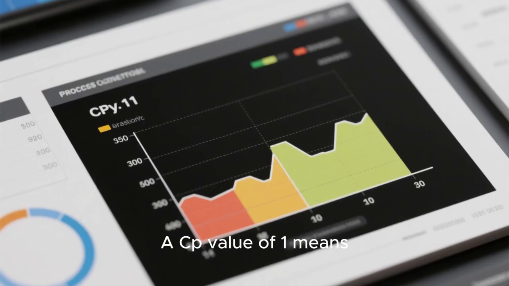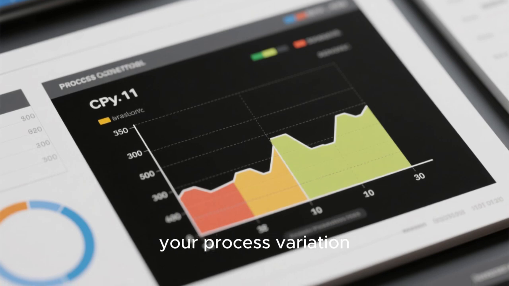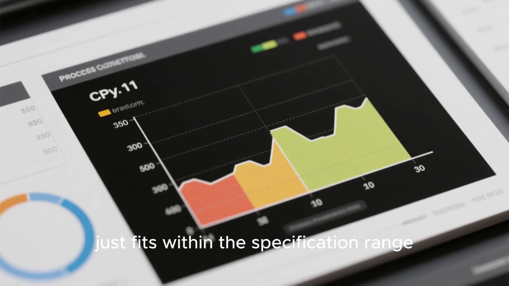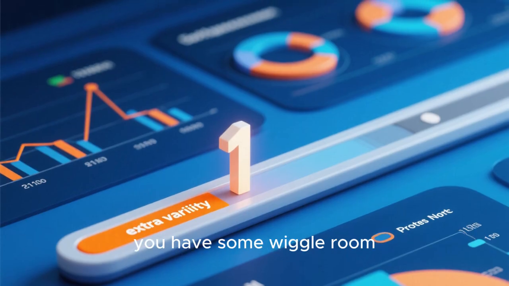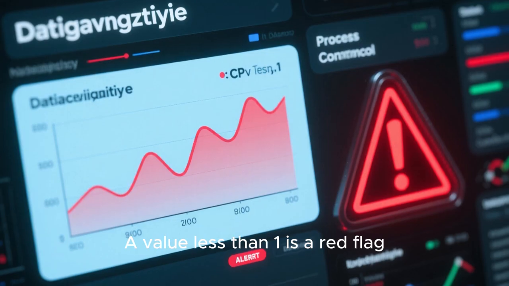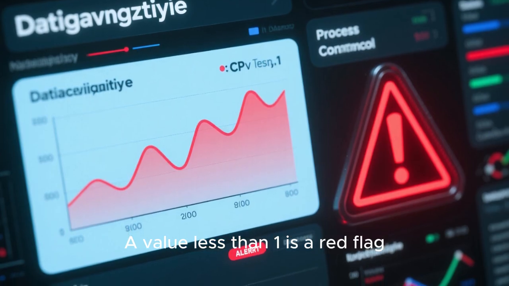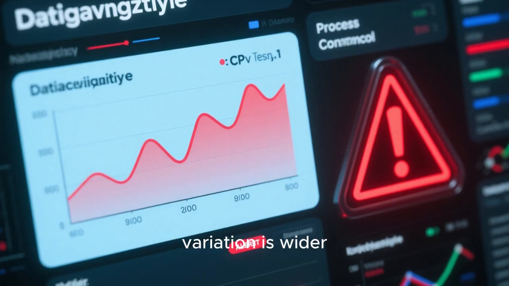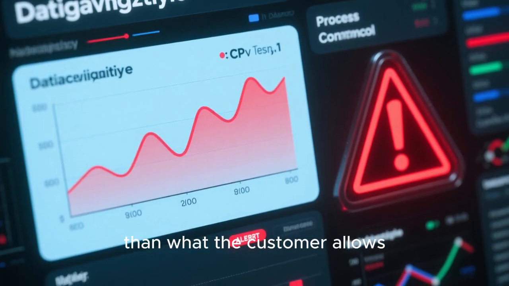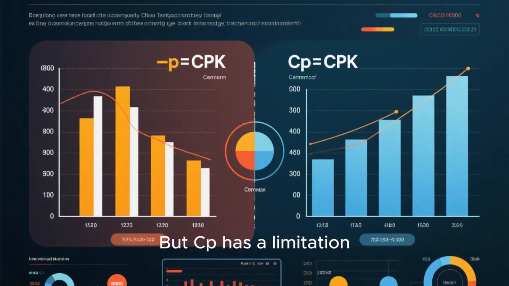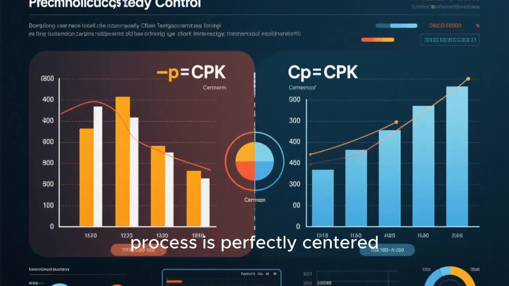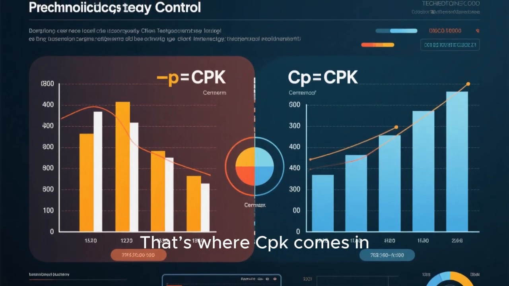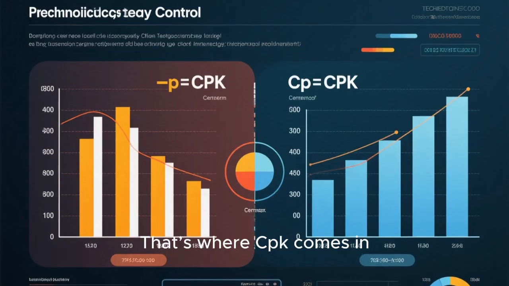A CP value of 1 means your process variation just fits within the specification range. A value greater than 1 is great. It means you have some wiggle room. A value less than 1 is a red flag, indicating your process variation is wider than what the customer allows. But CP has a limitation. It assumes your process is perfectly centered. What if it's not? That's where CPK comes in.